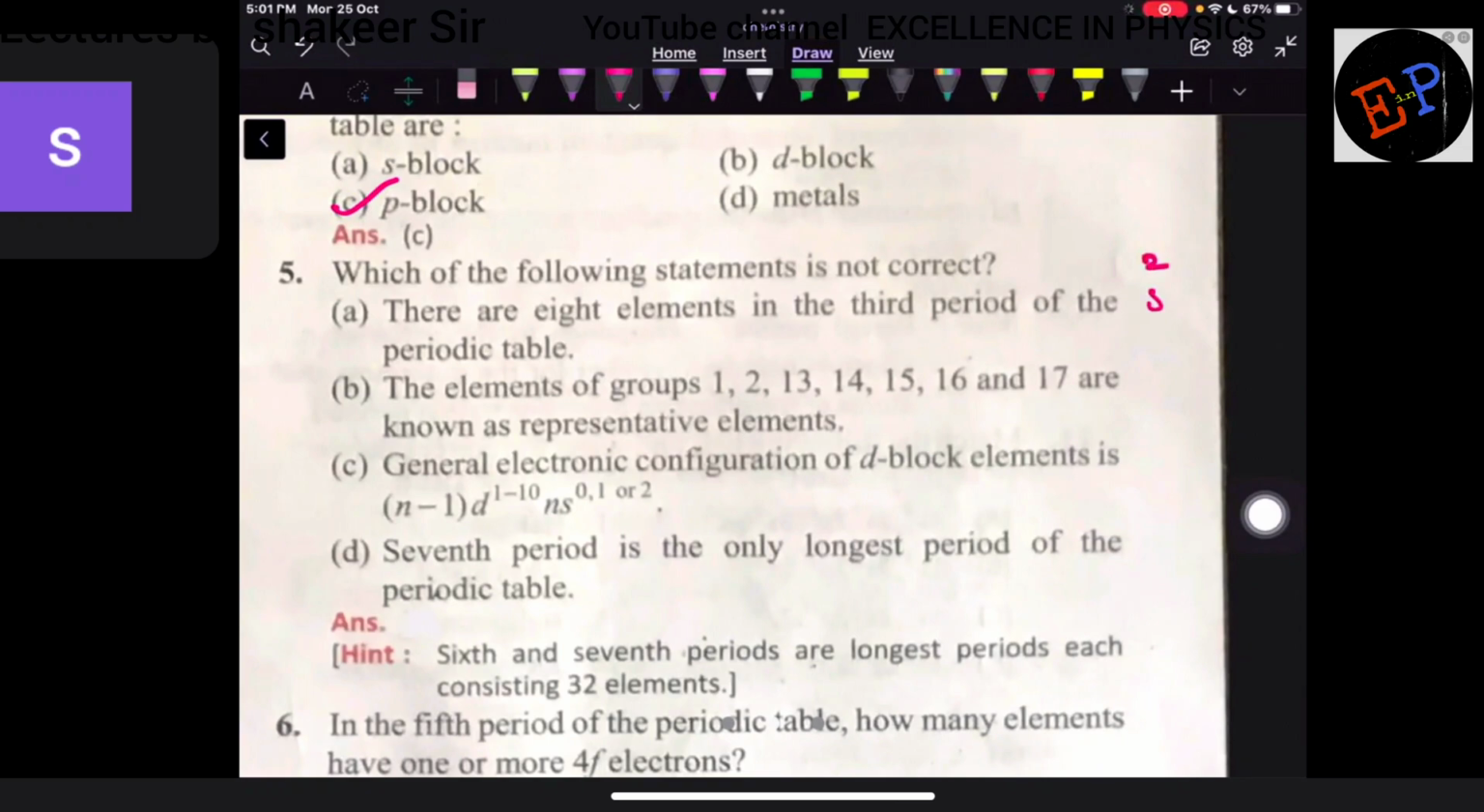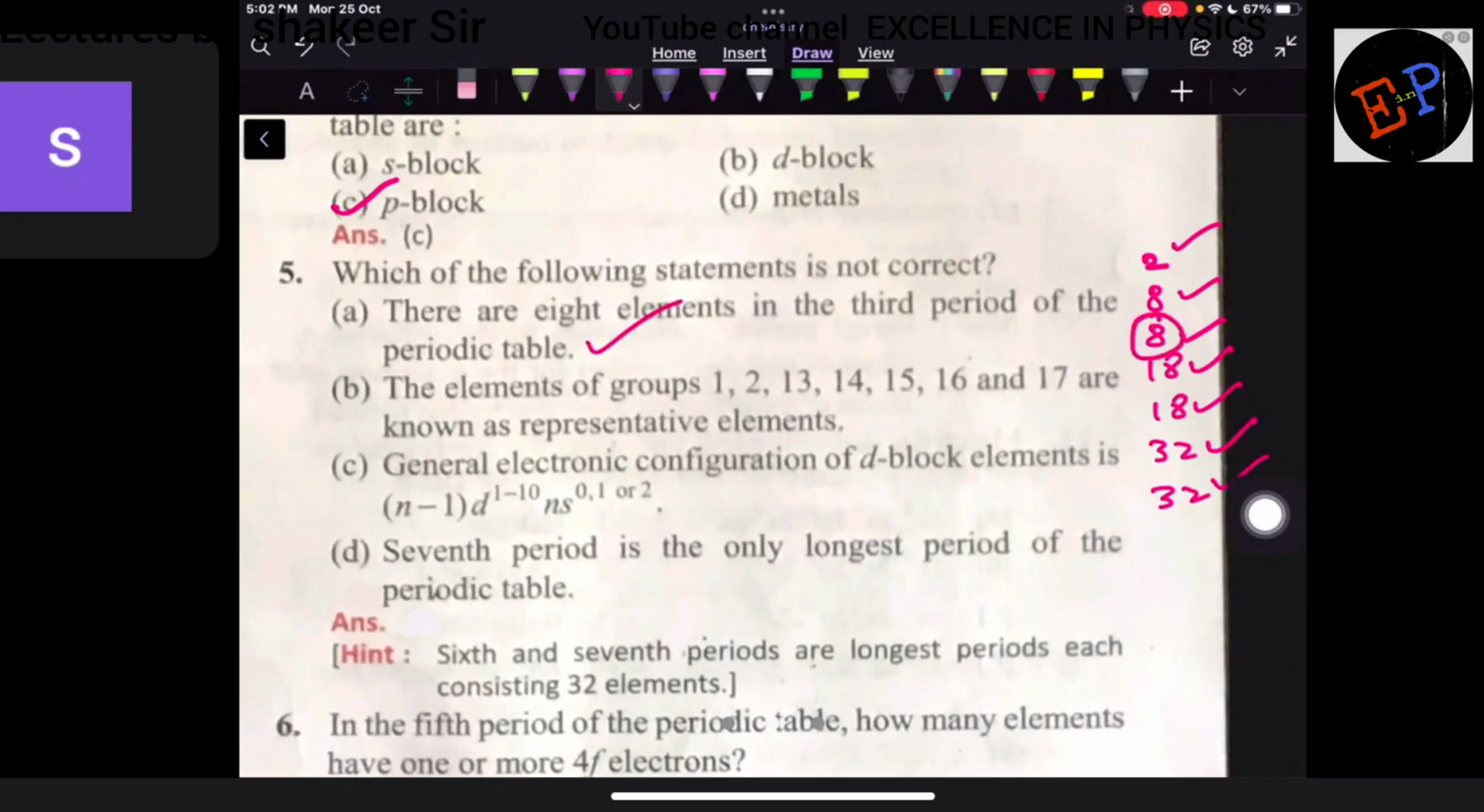2, 8, 8, 18, 18, 32 and 32. Clear? So these are the number of elements present in the first period. These are the number of elements present in the second period, third period, fourth period, fifth period, sixth period, and so on. Are you able to understand? So there are 8 elements in the second period of the periodic table. So that means 8 electrons. So this is correct. Clear now?